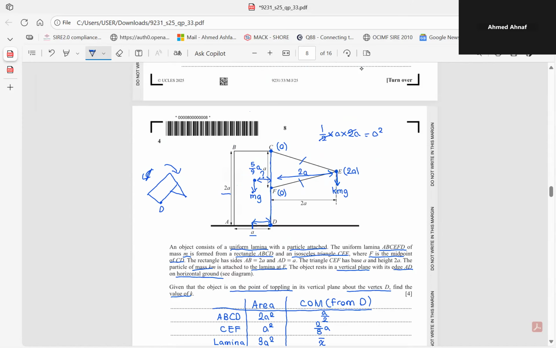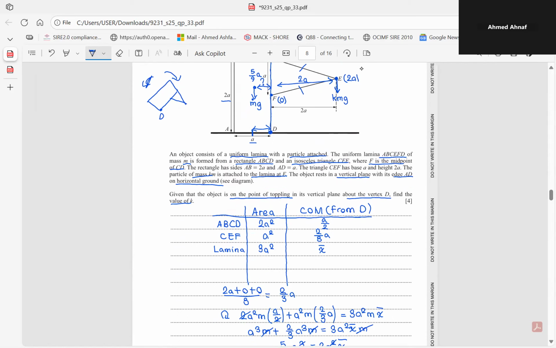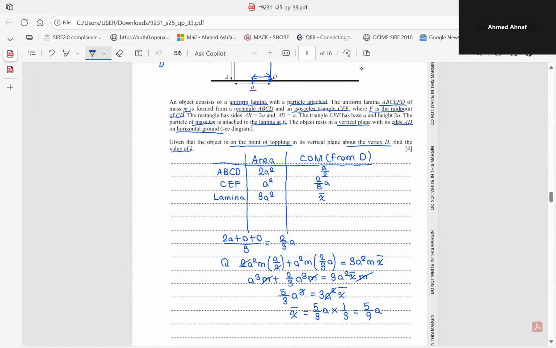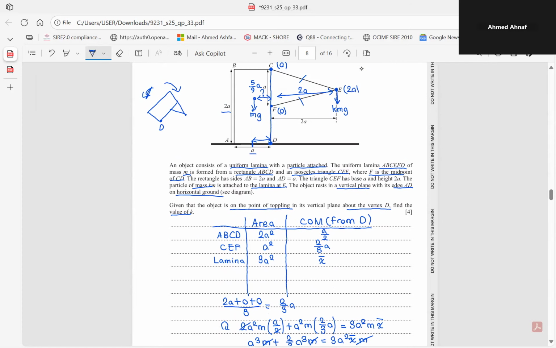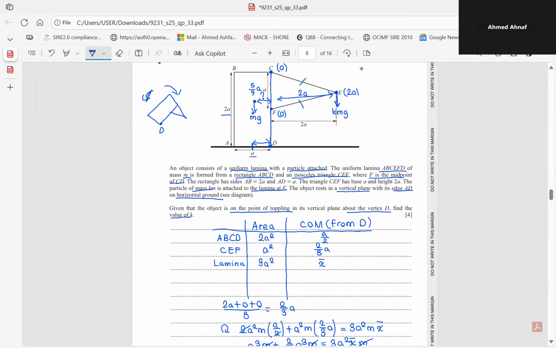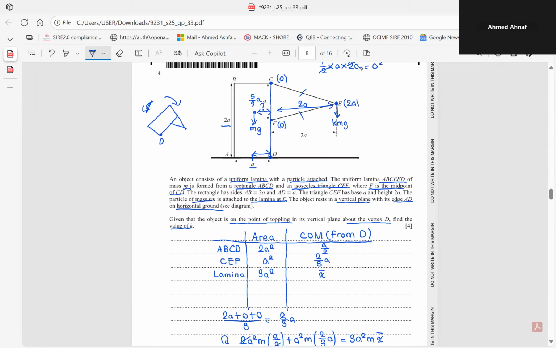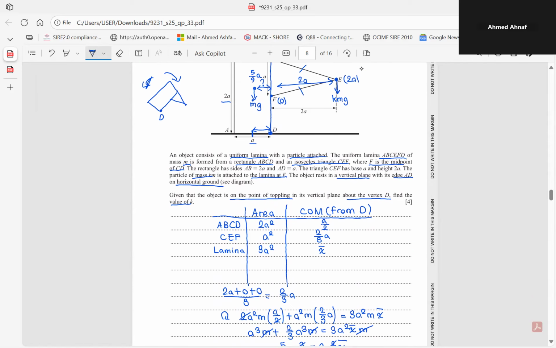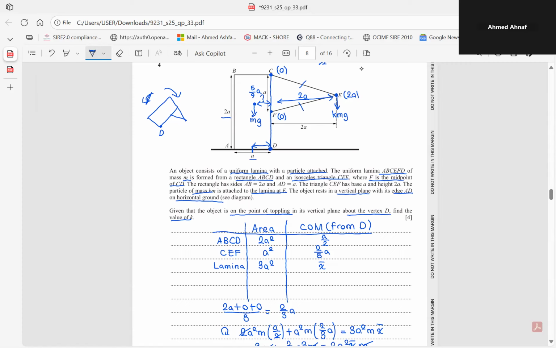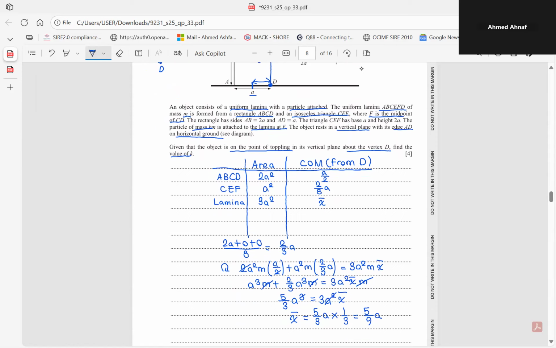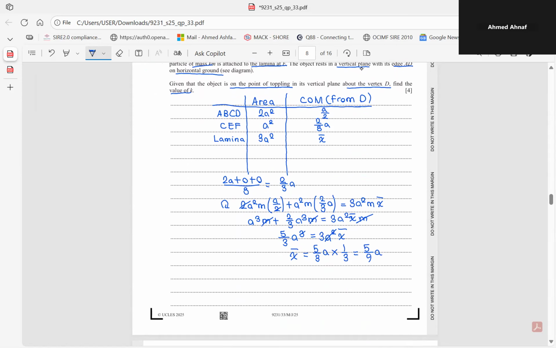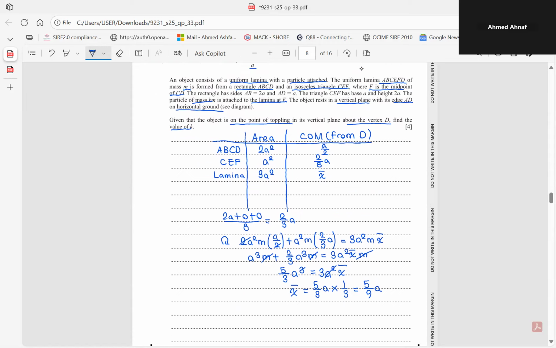Wait, something's wrong. 5 over 9. 5 over 3a squared. 1/3. 5 over 9.